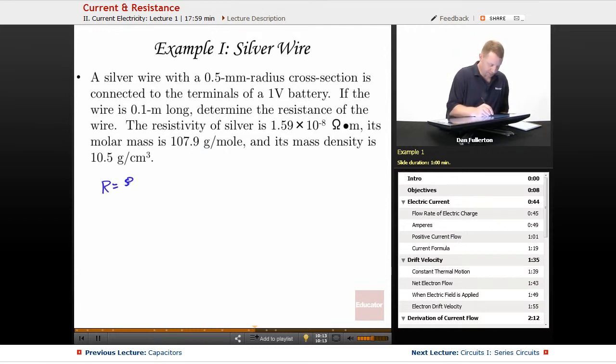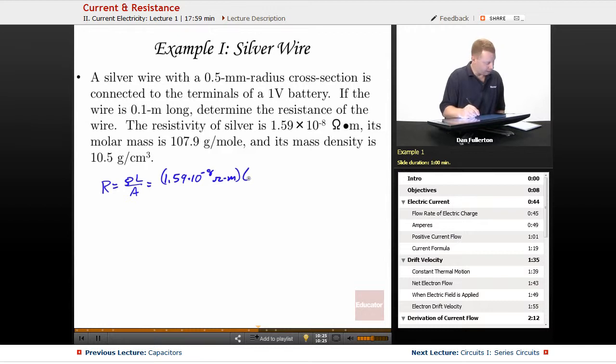Well, resistance is rho L over A, where our resistivity here is 1.59 times 10 to the minus 8 ohm meters. Our length is 0.1 meters, and our cross-sectional area is going to be pi times our radius squared, which is 0.0005 meters squared, for a resistance of 0.00202 ohms.